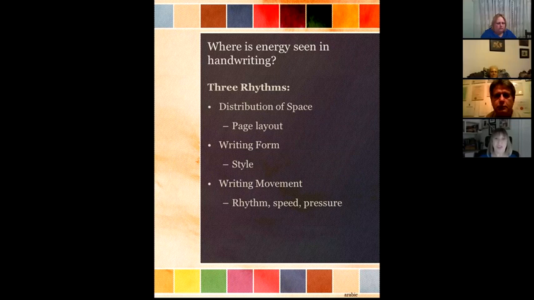Where is energy seen? In the Gestalt method, there are 3 rhythms: rhythm of space, form, and movement. Space is the way the writing is laid out. It's the distribution of the space between the letters, the words, the lines, and the margins. It's the whole picture of space. It's the most unconscious part of handwriting. We don't have to stop and think about it.